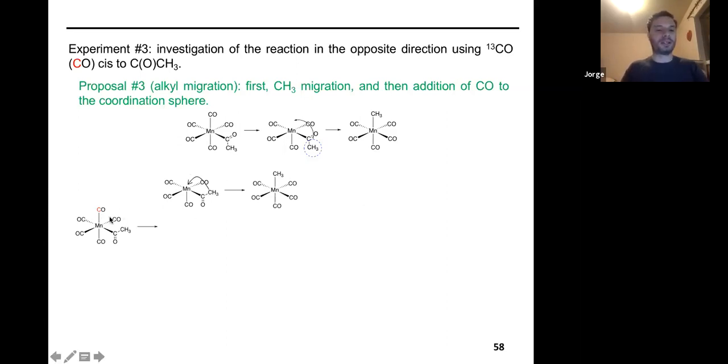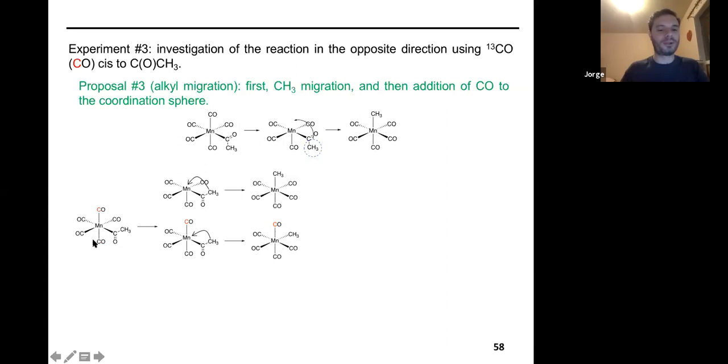Second possibility, this carbonyl ligand is lost. The CH3 group migrates to the vacant site, producing a hexacoordinate complex where labeled CO is cis to the CH3 group.